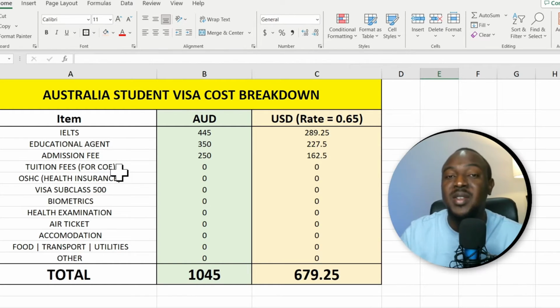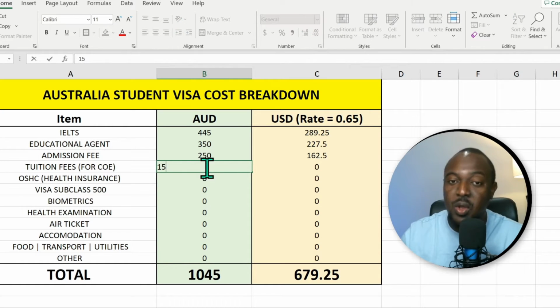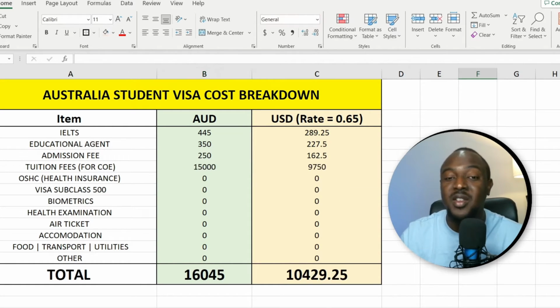But on average, let's say if someone is coming to Australia to study something in the higher education sector, on average you should be looking at around 15,000 Australian dollars. This is just an average, guys. Again, this can be a little bit more or a little bit less, okay, but you should be looking at around 15,000 Australian dollars for the first semester, or for you to get your COE.